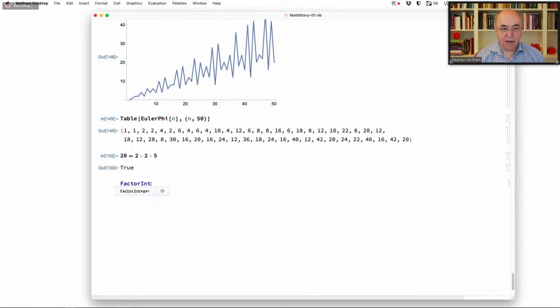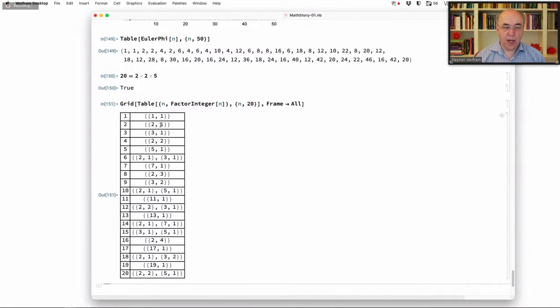And if we say factor integer, we could even make a table here of a bunch of numbers and their factors. And we could say n goes up to 20. And we could make a nice grid here. And this will now be on the right, showing a representation of the factors of the number. So this is showing that this is 2 to the power 1 times 3 to the power 1. Or 13 is just 13 to the power 1. 14 is 2 to the power 1 times 7 to the power 1.